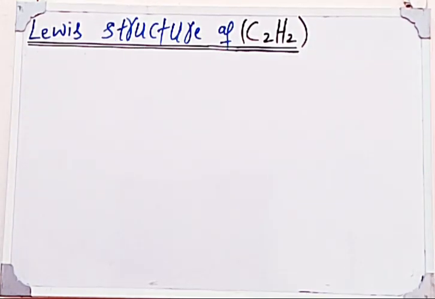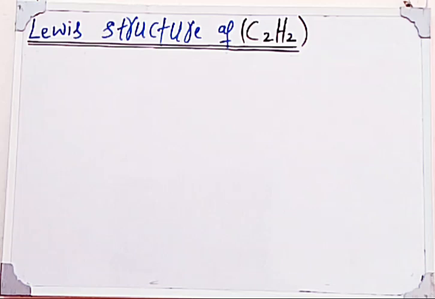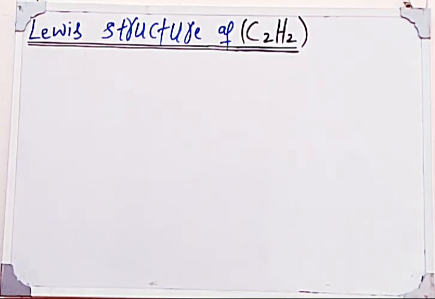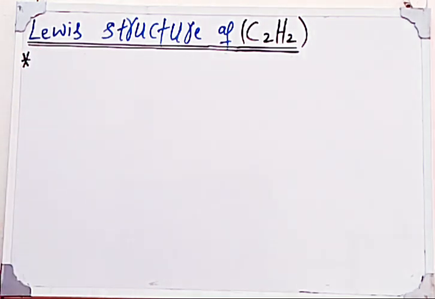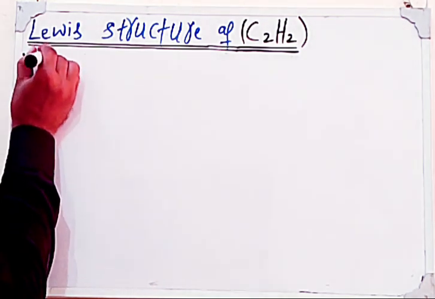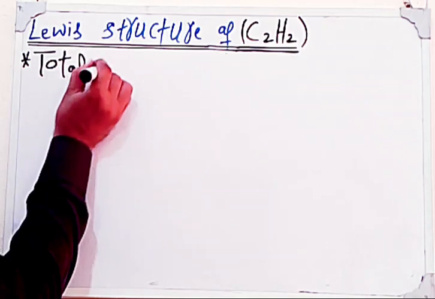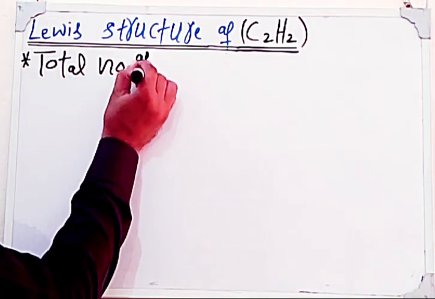Students, in this video, we are going to draw the Lewis structure for C2H2, which is called acetylene or ethine. Students, we know that the first principle is that we have to calculate the total number of electrons.